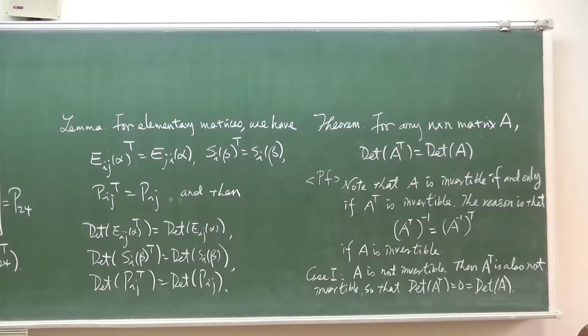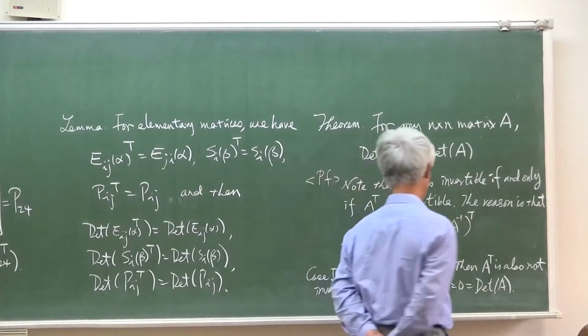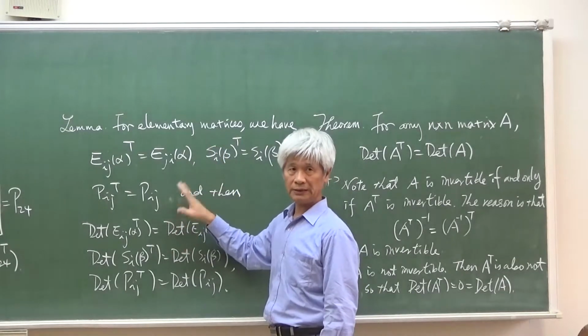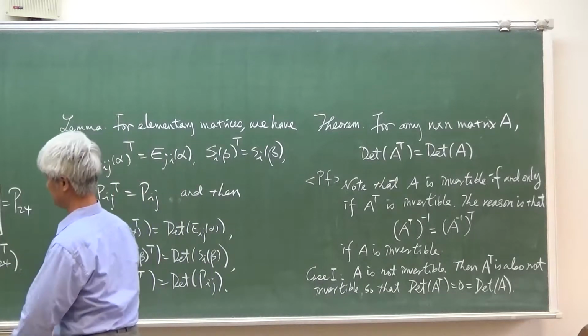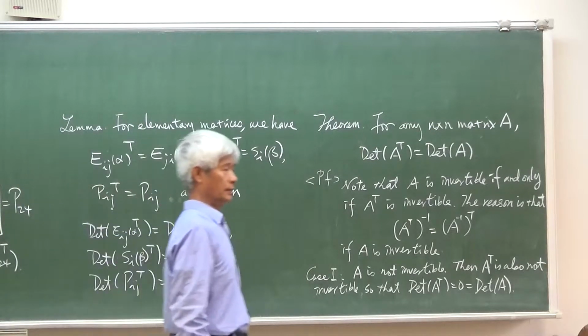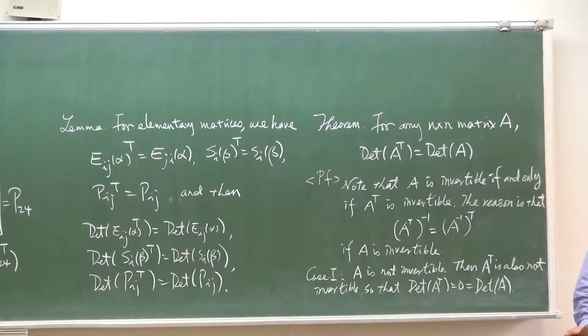So the basic idea is that when A is invertible, then A can be expressed as a product of elementary matrices. That's the point. And then by using the product formula and also the property of elementary matrices listed here, we can prove the equality of these two determinants. We use the same strategy for many cases. Any questions?